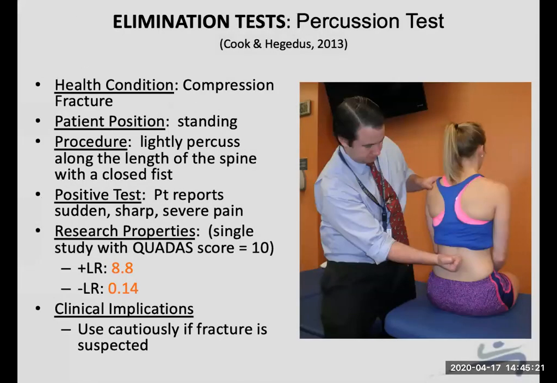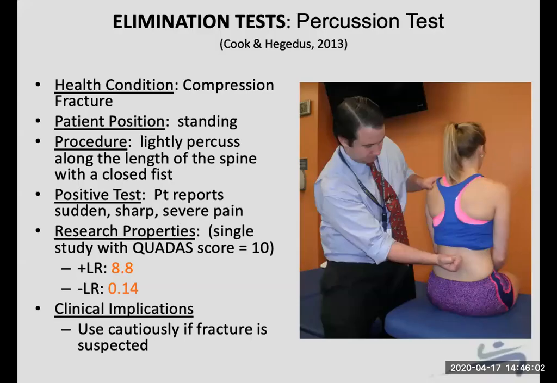Now, our percussion test we went over in the thoracic spine unit. Again, note a decent positive and negative likelihood ratio, so really either way. But again, with this, we want to be somewhat cautious. If we have a high suspicion, say a patient with a sudden onset of low back pain after a mechanism that involves flexion and compression on the spine, patient takes corticosteroids and has for some time, or say the patient was osteoporotic, we might not necessarily want to do this test if we have a high enough suspicion and we're going to send the patient for medical referral anyway.